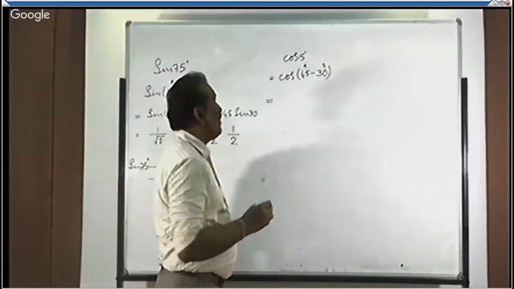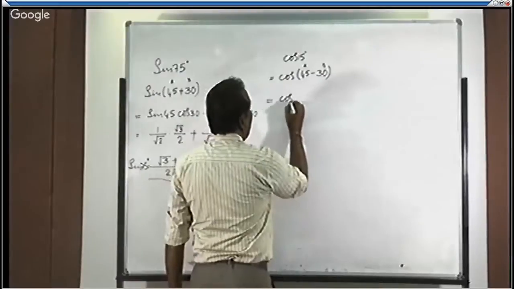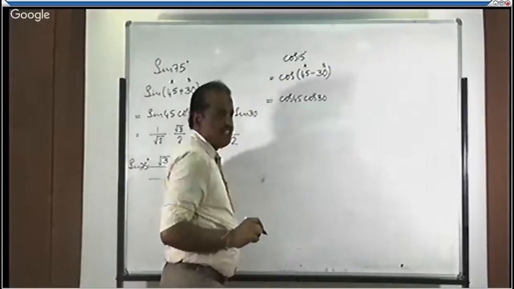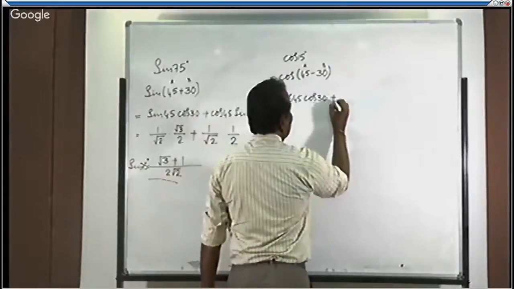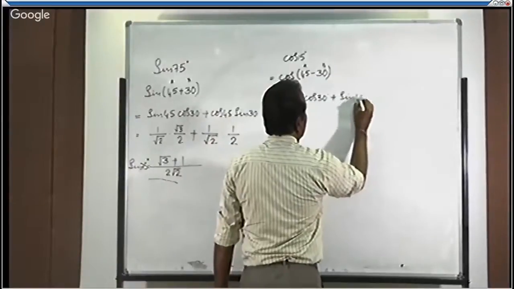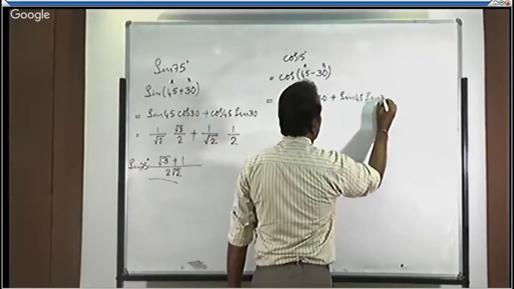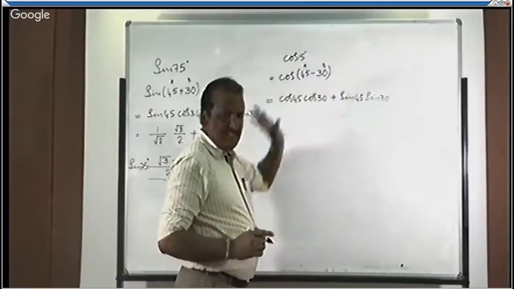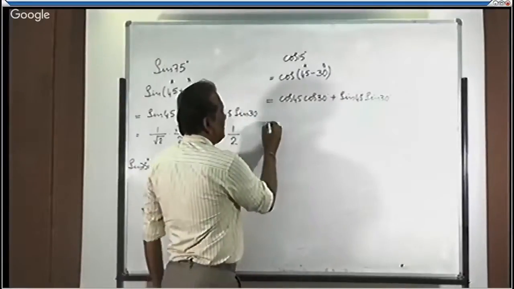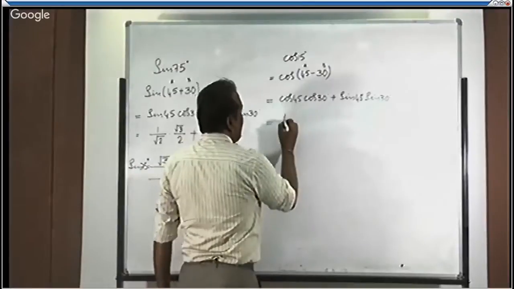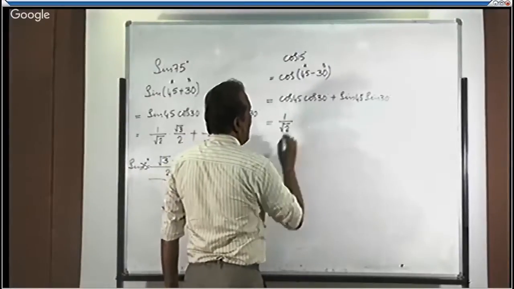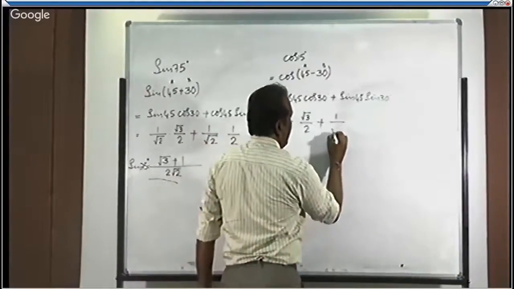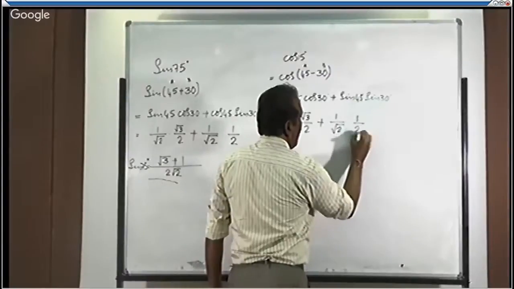We know that cos of a minus b can be written as cos a cos b, in the place of a, 45 degrees, in the place of b, 30 degrees, plus sin a sin b, sin 45 into sin 30. Because we know that cos of a minus b is equal to cos a cos b plus sin a sin b. Then the rest of the job is very easy. So we know that cos 45 is 1 by root 2 and cos 30 is root 3 by 2, plus sin 45 is 1 by root 2, sin 30 is 1 by 2, right?